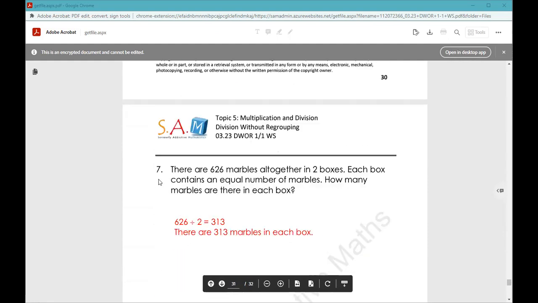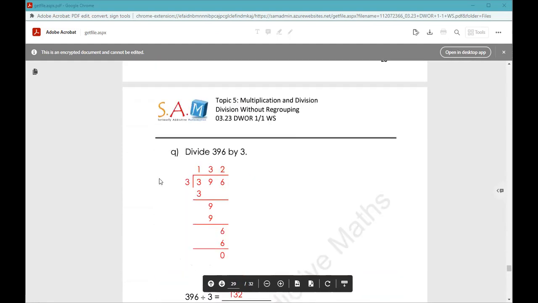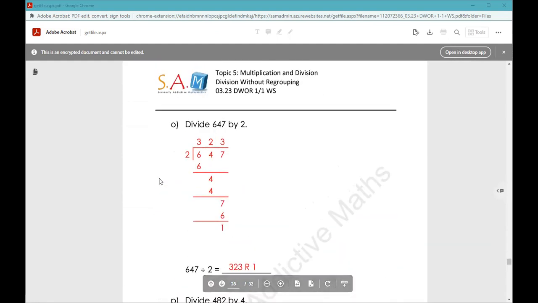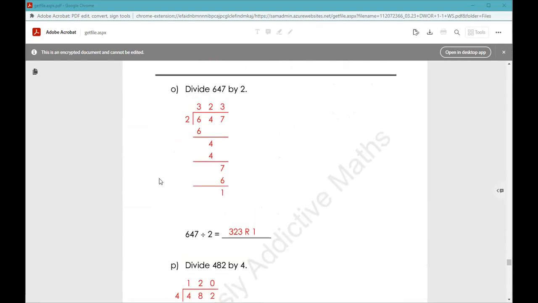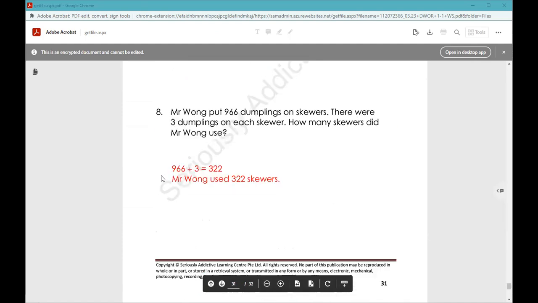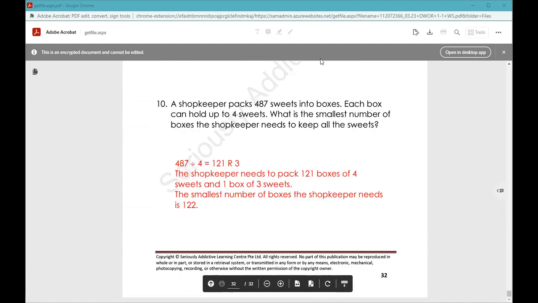No need to assign all. So perhaps the suggested homework will be from page 28 onwards, to everything. Okay, all right. So that's for book 1. All right, now let's go to book 2.